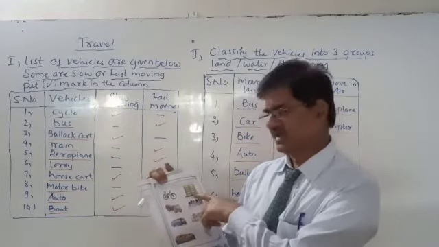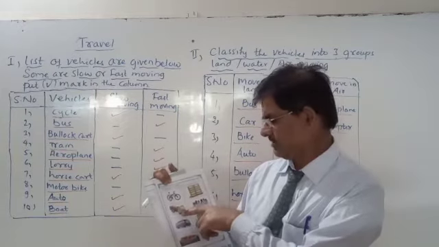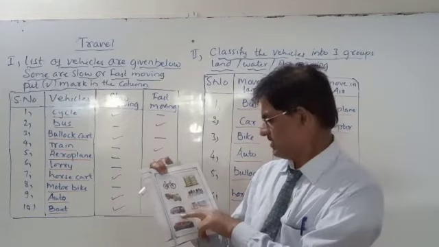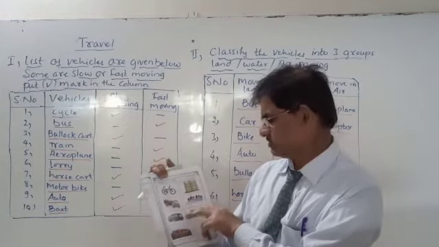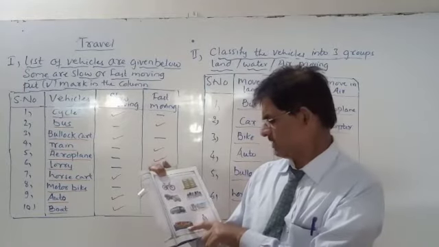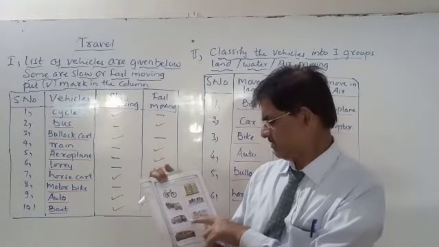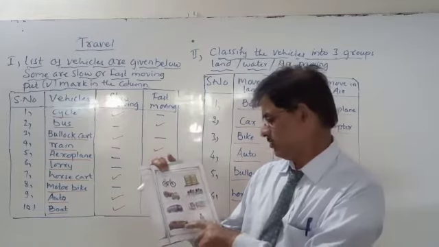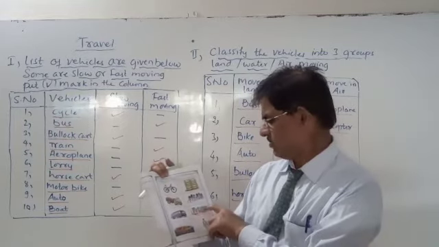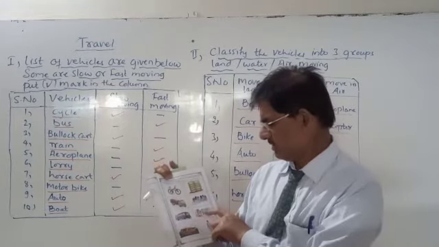Cycle is fit for one person, so draw a line here. Lorry carries luggage, so draw a line here. Bus carries the people. Understood? Bus carries a large number of people. Boat carries few people, and it moves on the water.